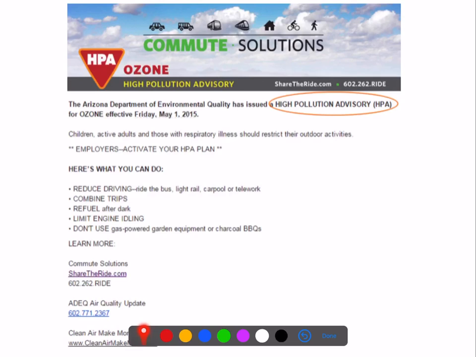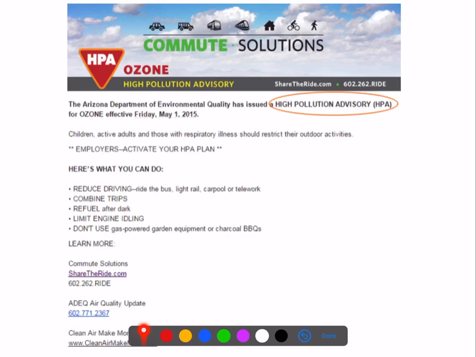So oftentimes I get these emails as well where it says that it's a high pollution advisory, try and reduce driving, so ride the bus, ride the light rail, carpool, make sure that you work from home, stuff like that. Combine trips, don't go out multiple times, don't go out to the grocery store and then come home, and then go out to the restaurant next, do it all in one trip if you need to. Refuel after dark, limit engine idling, so try not to stay in heavy traffic and just wait, or don't use gas-powered garden equipment or charcoal barbecue such as like leaf blowers and stuff like that.